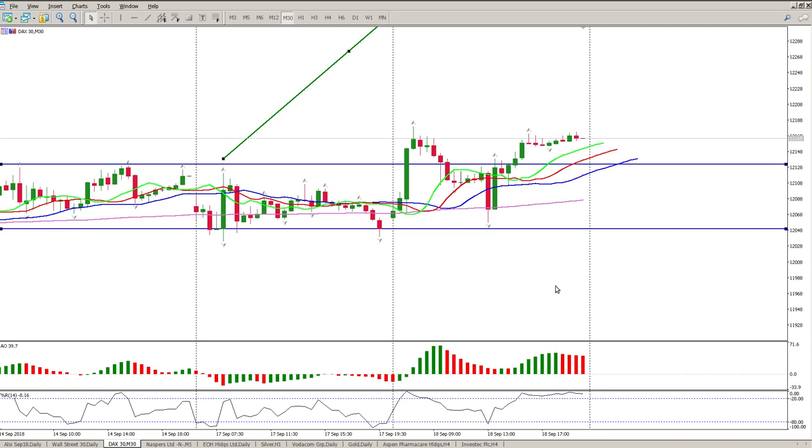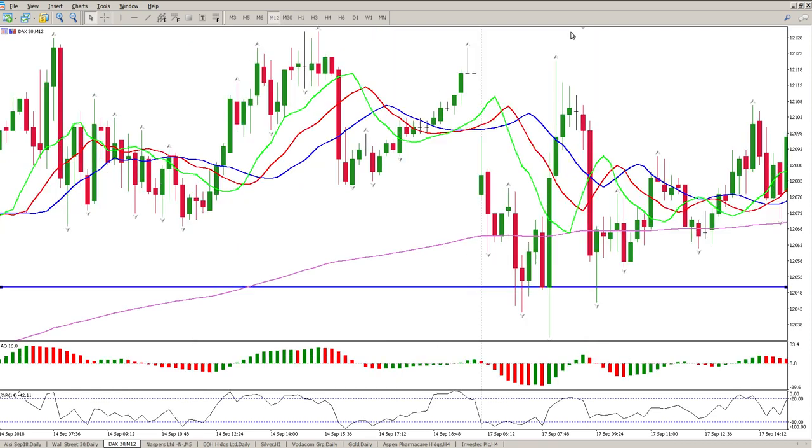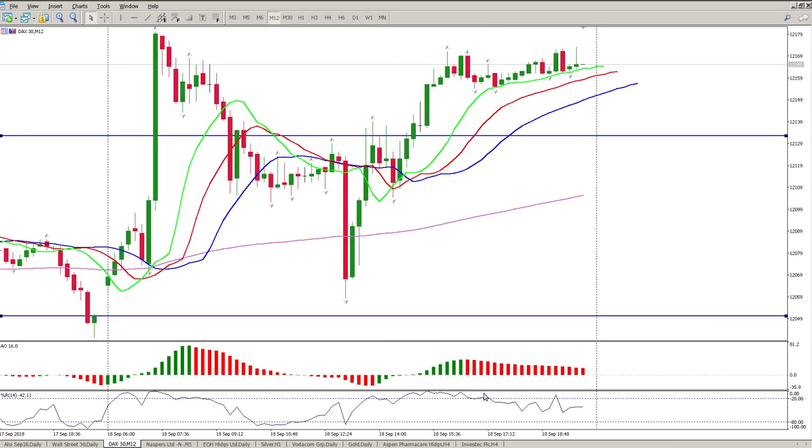Obviously we'd like to see some kind of a pullback. What I do like to do is just watch this percentage R here, because when it pulls back below the minus 80 zone, that's normally a great opportunity to get long. You can see every time it steps below there, we rally. And I'm on the 12-minute chart, and you can see it's pretty clear that this is what happens.